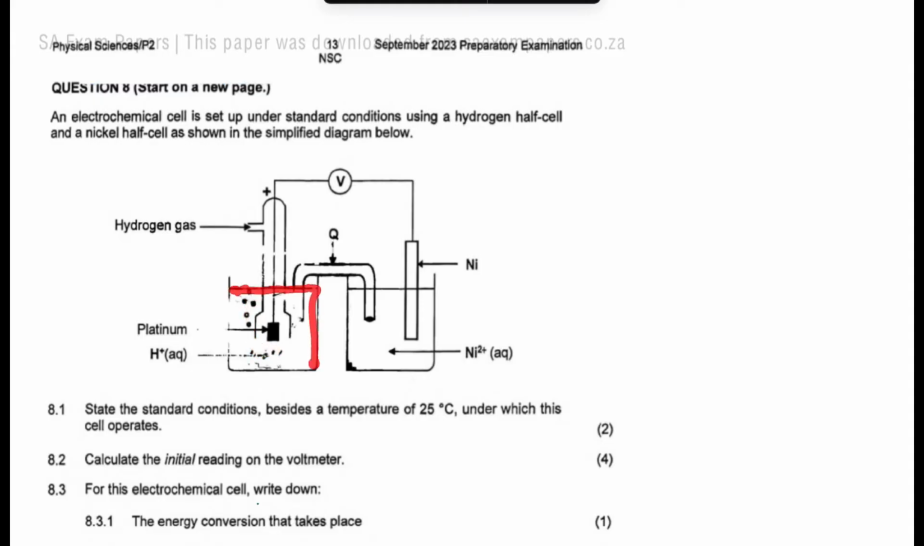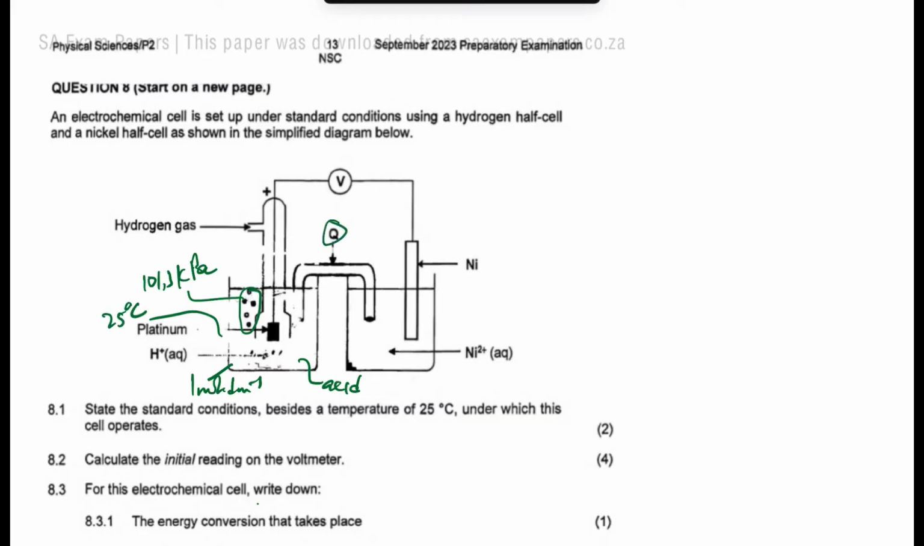So there are bubbles here, those small circles there, because this solution is acidic. If you see the H plus there, that means this solution is acidic, and it forms bubbles. So this is the hydrogen, right? This solution, guys, is under standard conditions, which means its concentration is 1 mole per dm3, and the pressure of those gas bubbles is 101.3 kilopascals, and the temperature is 25 degrees Celsius.